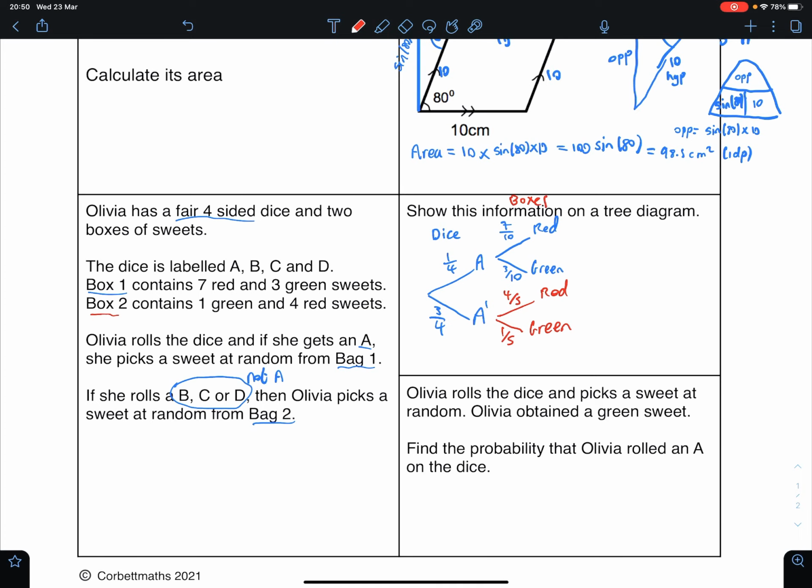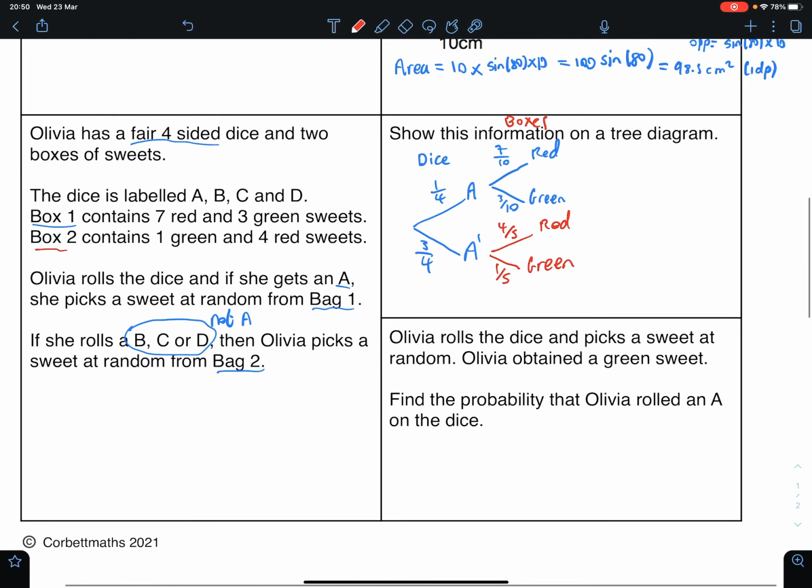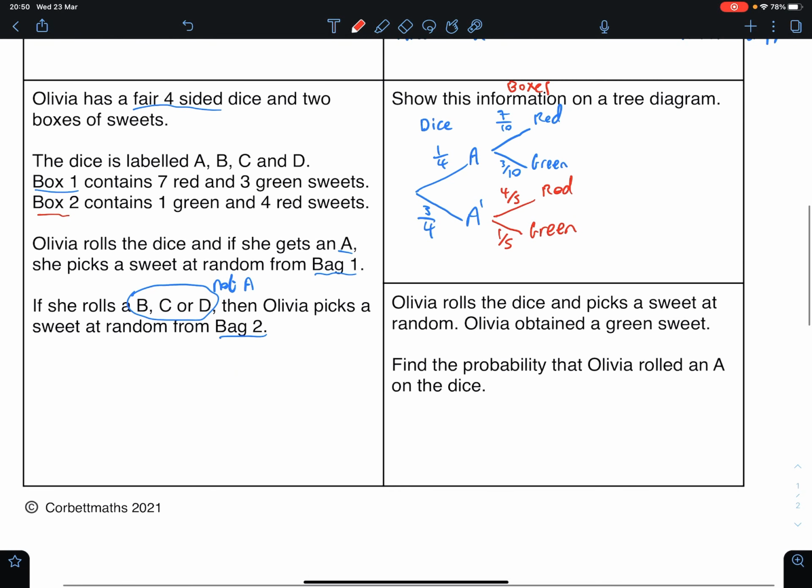Now, we're definitely going to need to use this information. I haven't even read the question, but I'm sure we will. Olivia rolls the dice and picks a sweet at random. Olivia obtained a green sweet. Find the probability that Olivia rolled an A on the dice. Okay, so let's have a look at this. Let's first of all look at the instances in which we actually get a green sweet.